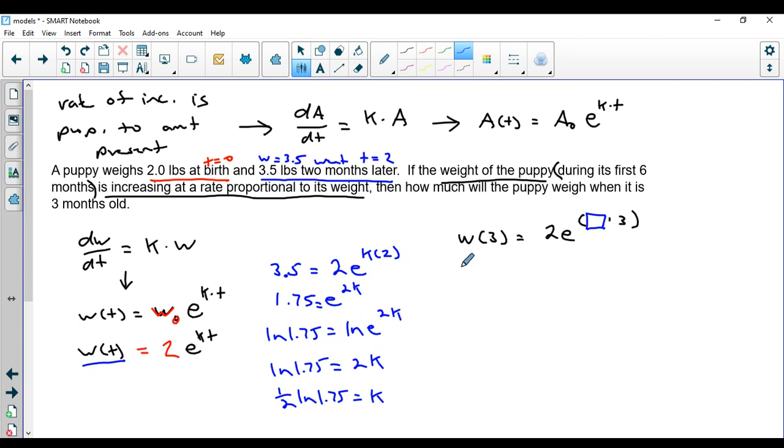And so now I can come back to answer this question. So this here is k, but I just defined what k is. So literally, if I type this in my calculator now, I'm going to be able to get the exact value. And when you do that, you end up getting 4.630 dot, dot, dot. So how much will the puppy weigh when it's 3 months old? About 4.6 pounds.